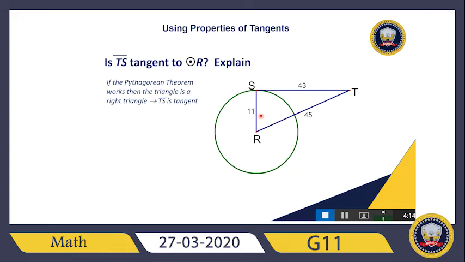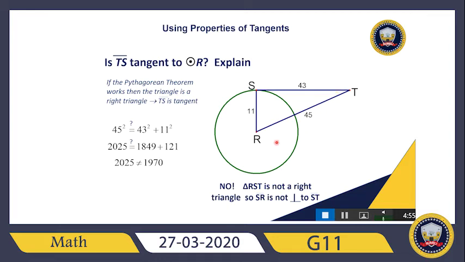We can use the old way, which is the Pythagorean theorem, and prove that this is a right angle. How? We can take the squares of these two legs. If the sum equals the square of the hypotenuse, then we can say this is a right angle. So we can say 11² + 43² — is it equal to 45²? If so, immediately we can say it's a tangent. If it's not, we can say you cannot have a tangent ST at this point. So in this case, it's not a tangent.